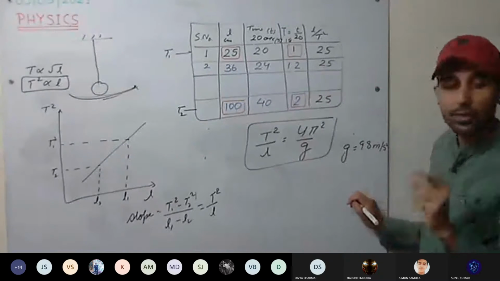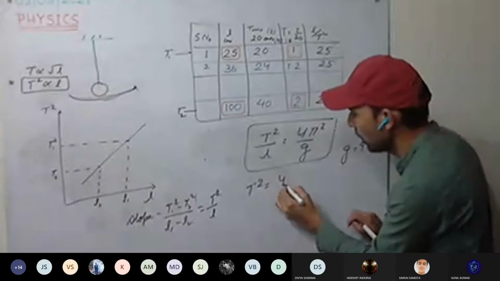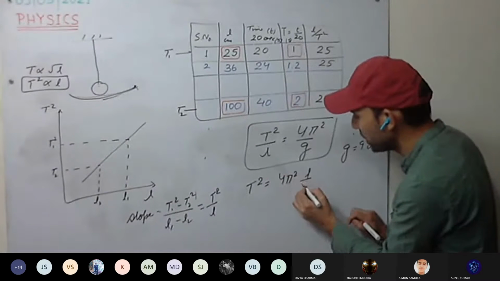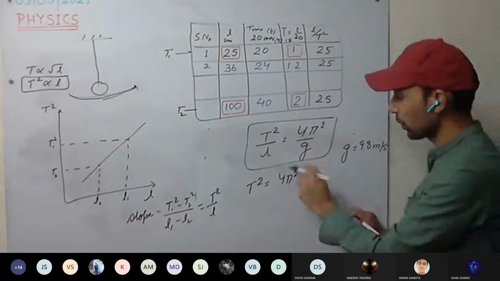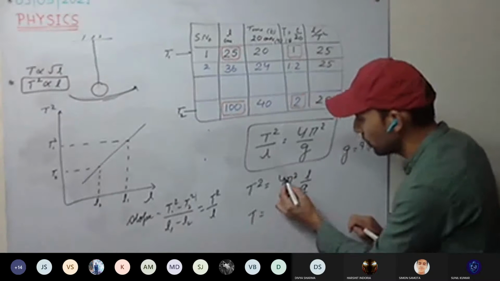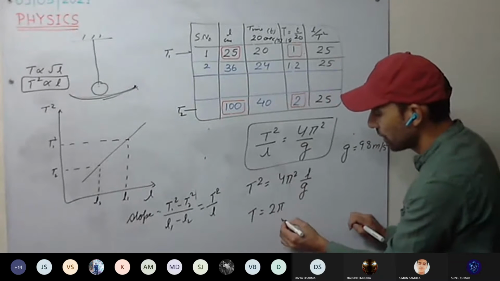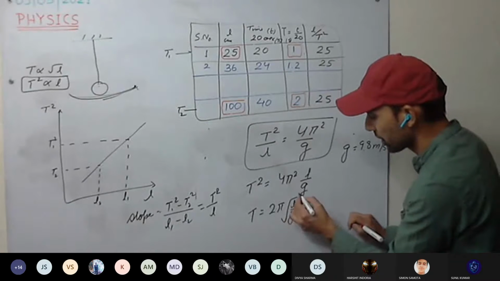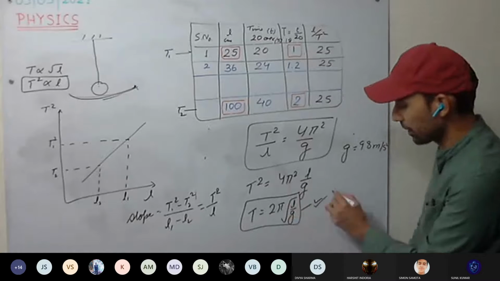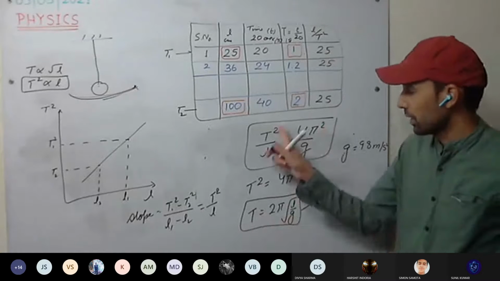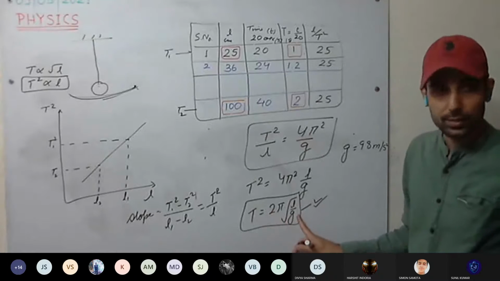From this, we are going to derive one equation. I can write it as T square equal to 4 pi square L by g. Now take root on both sides. T equals root of 4 times root of pi square times root of L by g. This is clear. This step you don't need to remember. This you have to remember: T equal to 2 pi root of L by g.